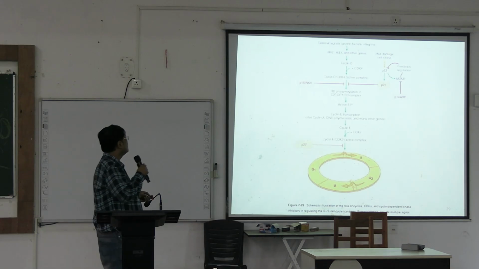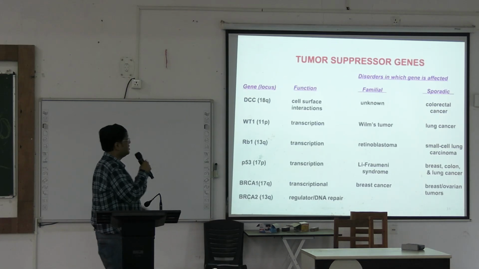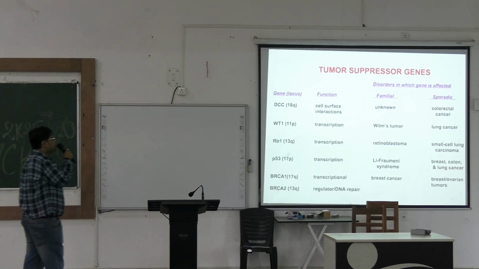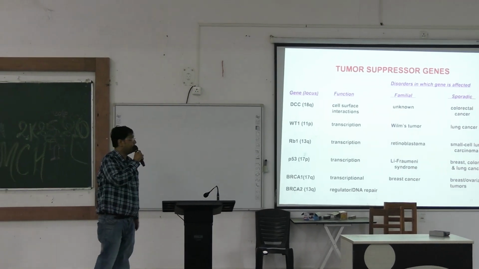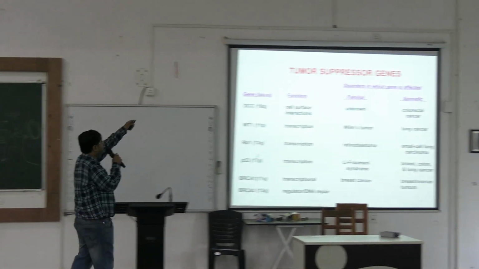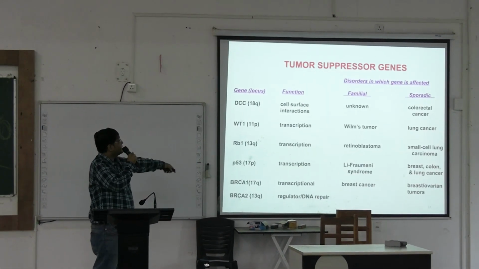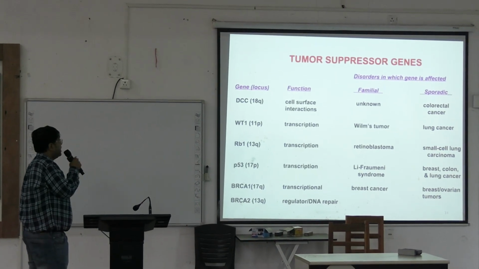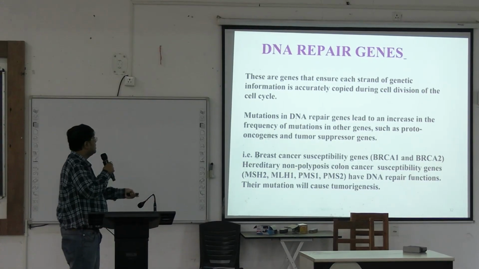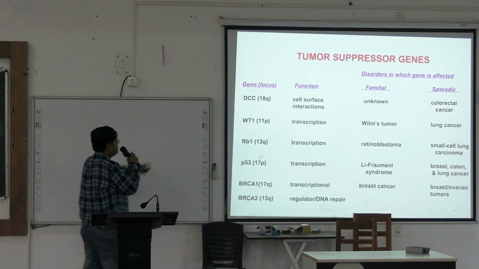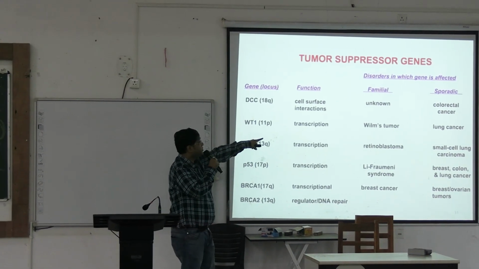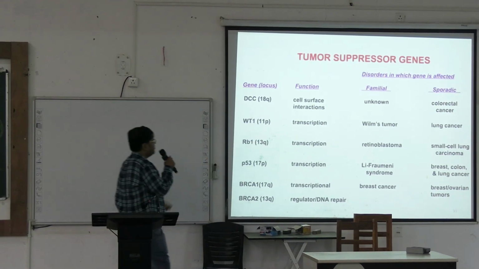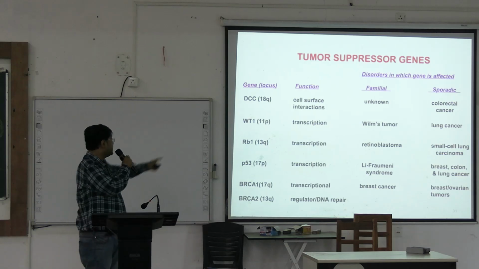This you will not need. This slide, please note down this slide. Tumor suppressor genes. This is the gene locus. This is the function and cancer affected. Like WT1 is very important. WT1 leads to Wilms tumor, familial Wilms tumor and sporadic lung cancer.